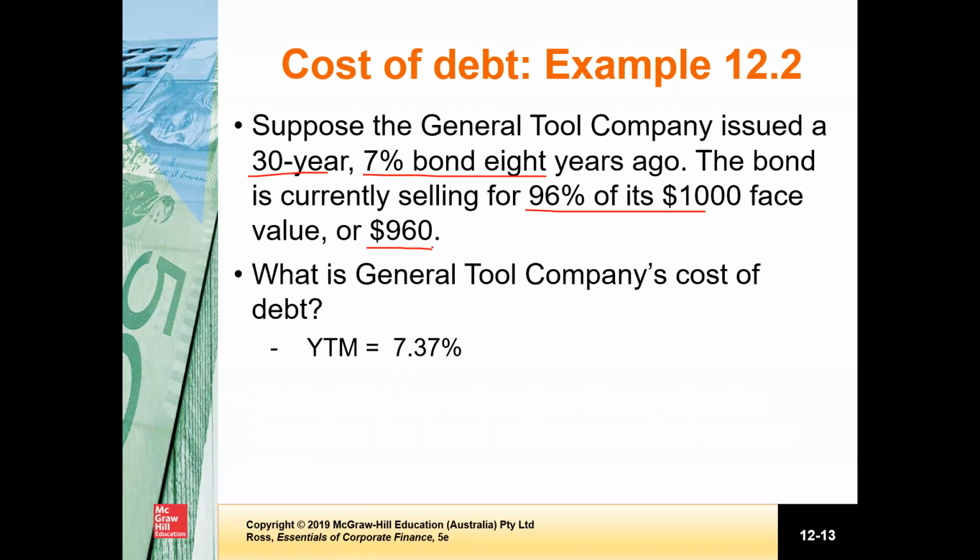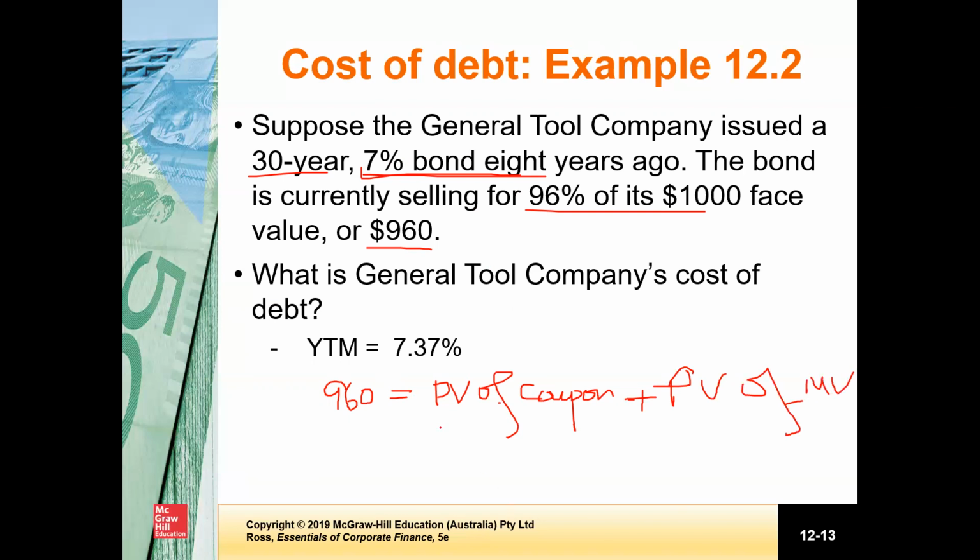So to calculate the cost of debt, we need to calculate the YTM. To calculate this YTM, we essentially need to solve an equation. Probably you can remember the value of a bond at any point in time. The current price, $960, should be the present value of the coupons, where the coupon is calculated as 7% of the bond maturity value, plus the present value of the maturity value, which is $1,000. And to calculate this present value, you need a rate, which is the YTM. That's essentially what we need to find out.